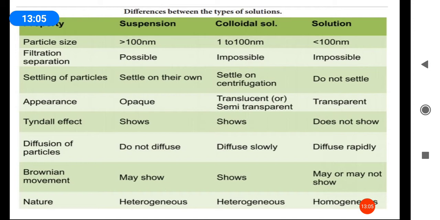Next, settling of particles. In a suspension, the particles settle on their own. But in the colloidal solution, the particles settle on centrifugation. Already we have learned about the centrifuge. A centrifuge is a device used to settle down the particles. Blood is a colloid. We can separate the blood components by using centrifugation. Then, in a solution, the particles do not settle.